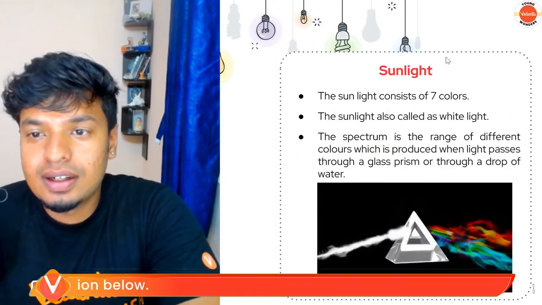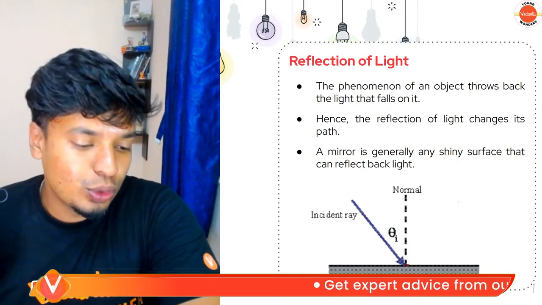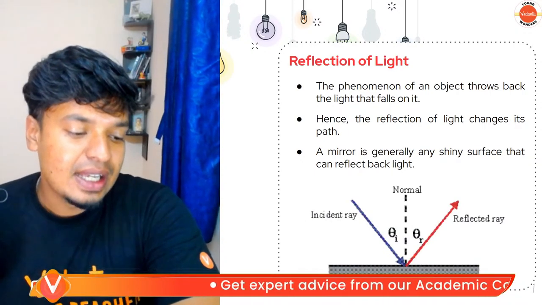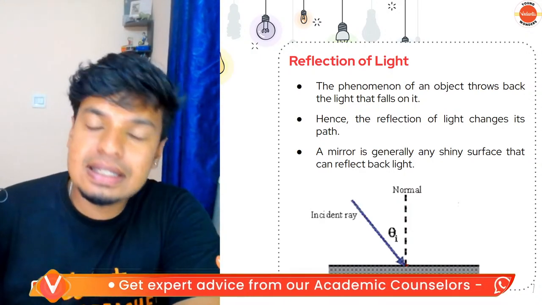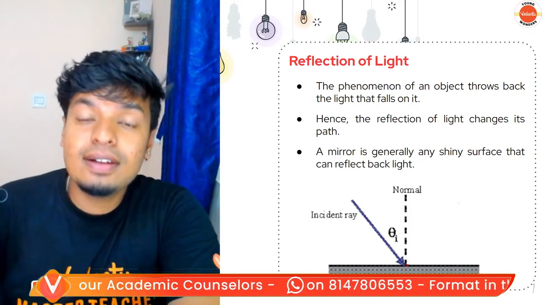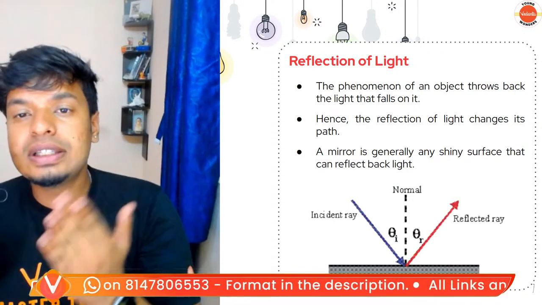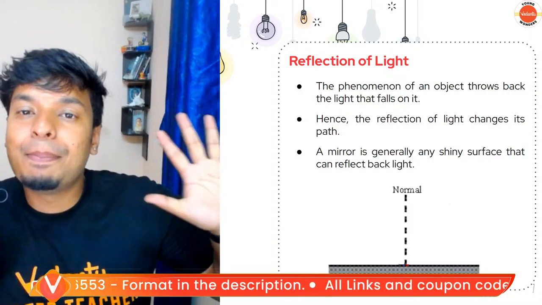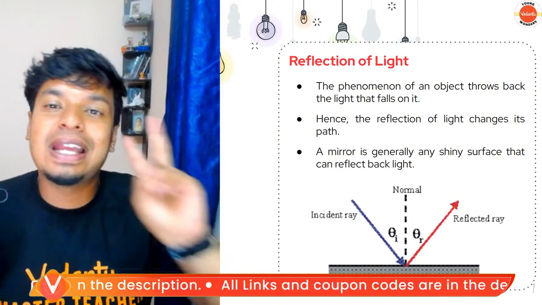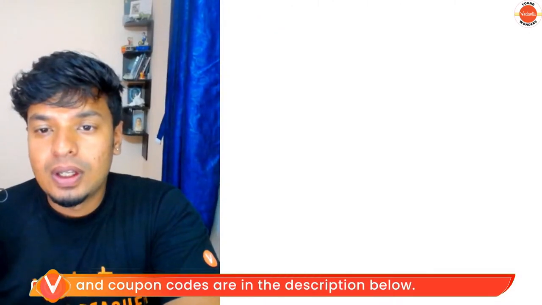Okay, this is done. So reflection of light, the two laws, are done. Guys, see, the second law: the incident ray, the normal at the point of incidence, and the reflected ray, all the three should lie on the same plane. That's all. That is your second law of reflection. So reflection is done.